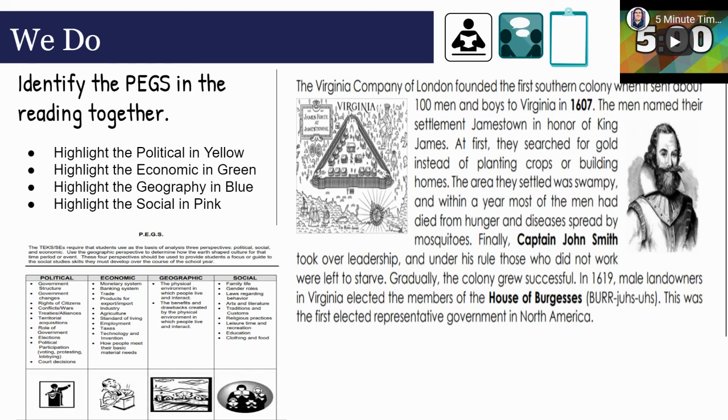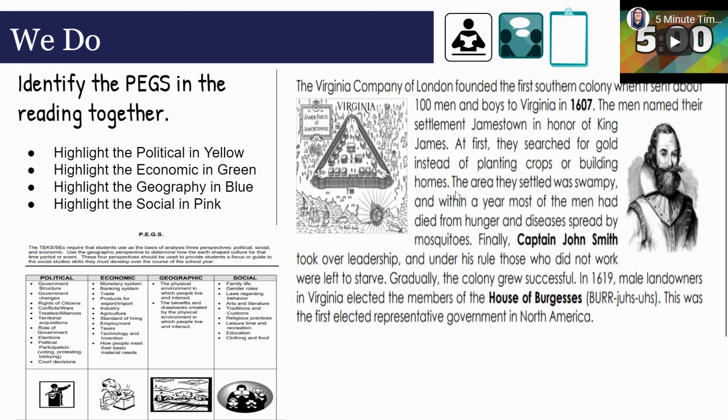You should have found the men and boys came to Virginia in 1607. The reason why we would underline this is because it is which pegs? Social. This is another class system. We see that they really only sent men and boys in the beginning of Jamestown. So that means families were broken up. So understand that dynamic. The men named their settlement Jamestown. They searched for gold instead of planting crops or building homes. So that means that a lot of them came there looking for gold. And gold would be which peg?